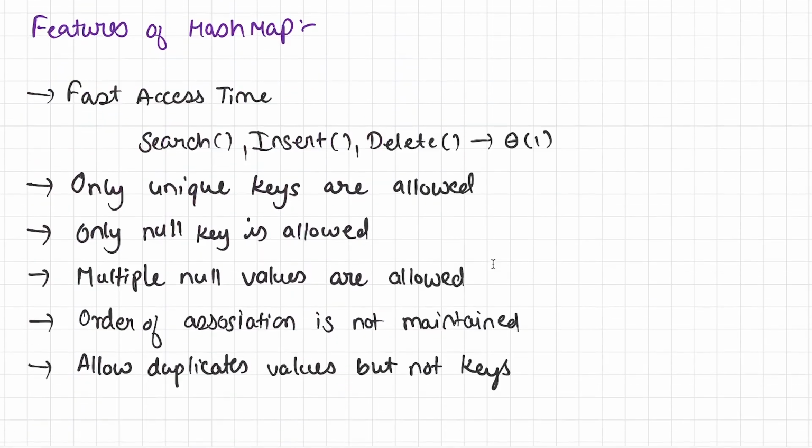Now let's move on and see some of the most important features of HashMap. The first feature of the HashMap is fast access time. As we know, HashMap internally uses an array data structure and hashing, that is why it provides big O of one time complexity for search, insert and delete operations. Okay. Now next, only unique keys are allowed in HashMap. So we cannot enter duplicate keys in the HashMap because it only allows unique keys to be inserted.